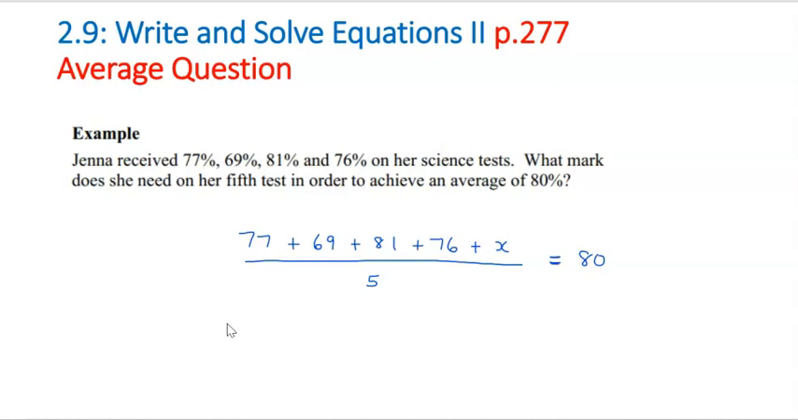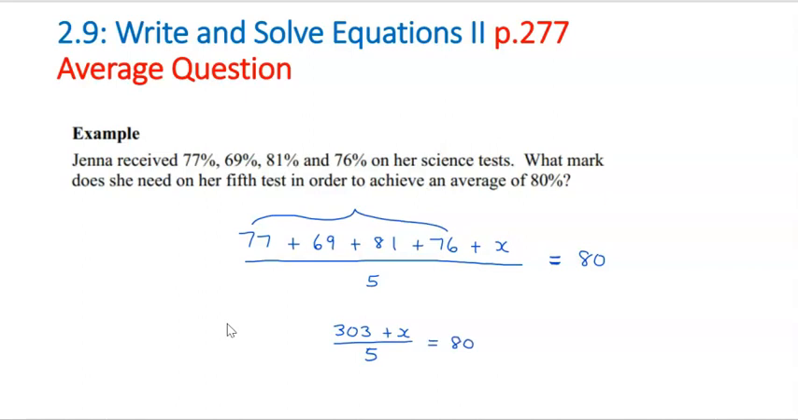So how do we solve this? Well, what we need to do first is add up all the values that we do know. So we add 77, 69, 81, and 76, and that gives us a score of 303. Now we're going to add that to our 5th score, divide by 5 to come out to 80%.